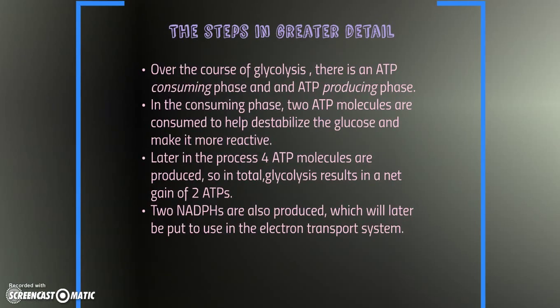Alright, so let's just explain this in a little bit more detail. Over the course of glycolysis, there's an ATP consuming phase and an ATP producing phase. That's why we get our net of 2 ATP. Later on in the process, 4 ATP molecules are produced, as we had mentioned. So in total, we're going to have a net of 2 ATP. We also have 2 NADH which is produced, and that's going to be used to fuel the electron transport system.